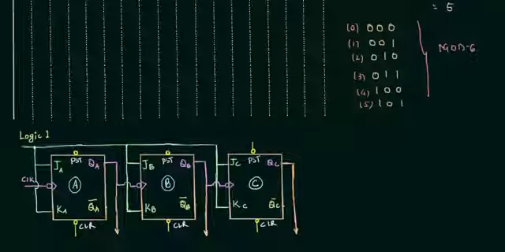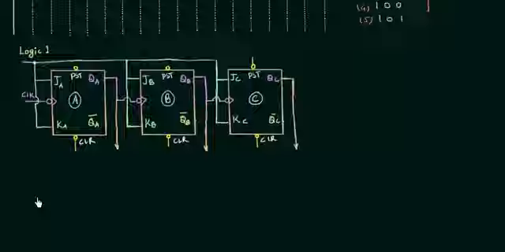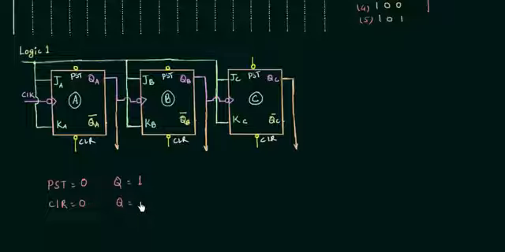So let's see the effect of the preset and clear inputs. If preset is 0, the output Q is going to be 1. It is going to be set. And if clear is equal to 0, the output Q is going to be 0. So this is the thing that you have to keep in your mind. If you want to reset your flip-flop, you have to make clear equal to 0. If you want to set your flip-flop, you have to make preset equal to 0.